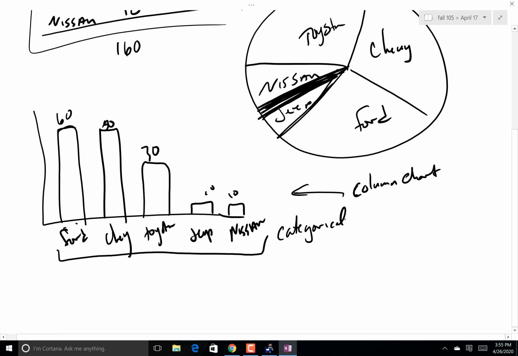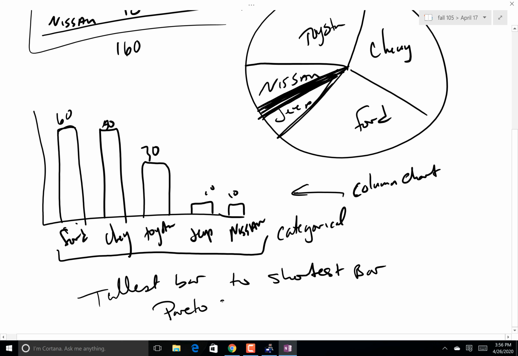It's categorical data. You're a Chevy or you're a Ford. You fall into a category. If you have categorical data, traditionally we put the tallest bar first. We go from tallest bar to shortest bar. And when we do that, we refer to this as a Pareto chart. Again, a Pareto chart is just a specific case of the column chart where you go from tallest bar to shortest bar. No one's going to mark you down. That's just typically how it's done.